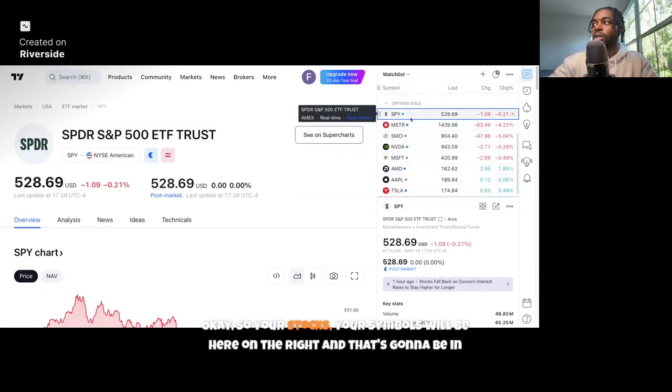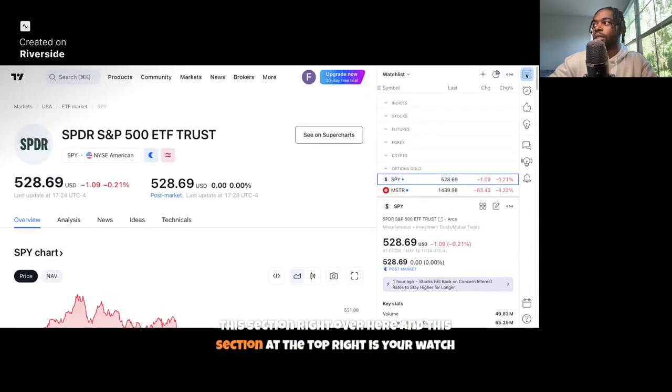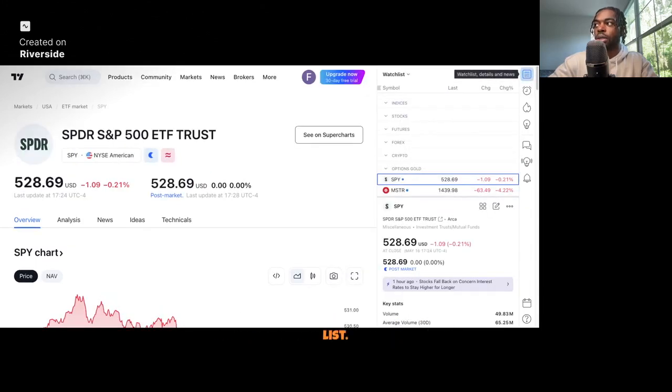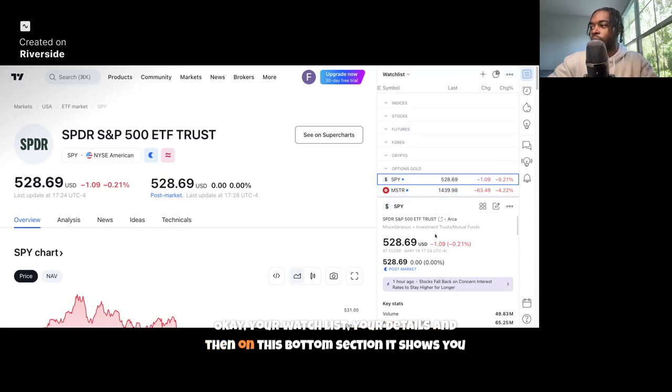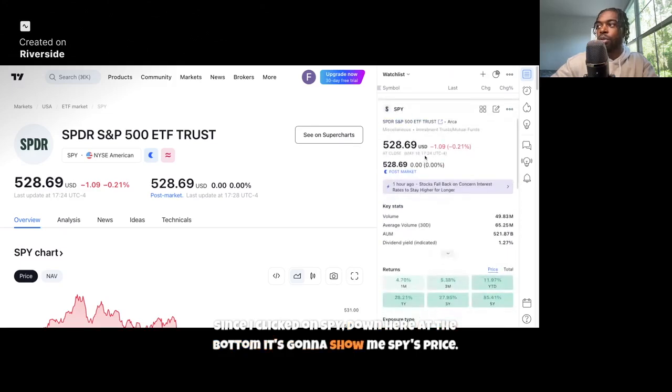Your stocks, your symbols will be here on the right, and that's going to be in this section right over here. And this section at the top right is your watch list. Your watch list, your details, and then on this bottom section it shows you the price as well, but it gives you some other information about the stock. Since I clicked on SPY, down here at the bottom it's going to show me SPY's price. It's going to show the same information, but it's also going to show some key statistics.